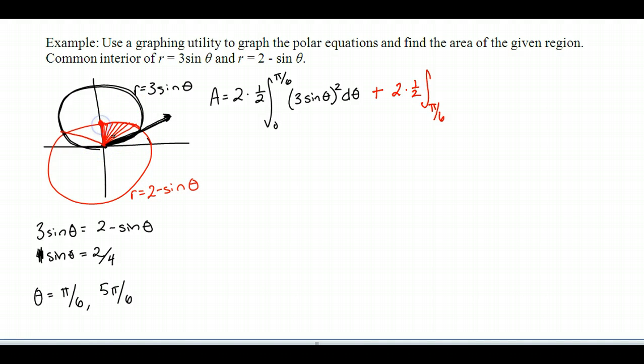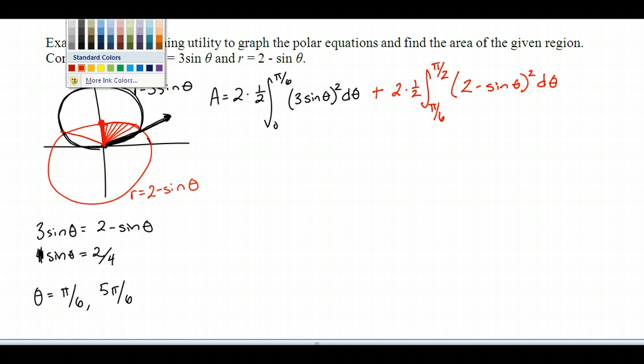And I'm going to check, if I plug pi over 2 into my red equation, sine pi over 2 is 1. 2 minus 1 is 1. So that makes sense. At pi over 2, I have the r value as 1. So then I end at pi over 2. I need my equation, 2 minus sine theta, and that has to be squared.